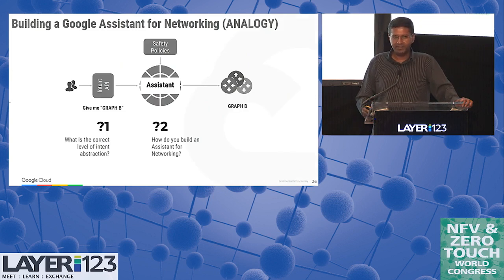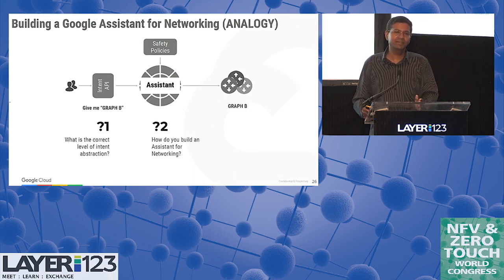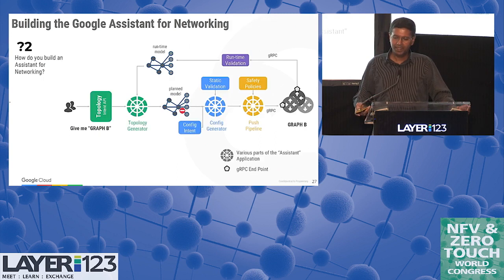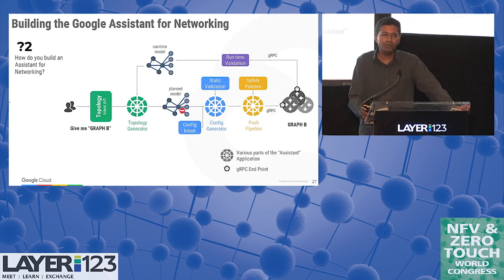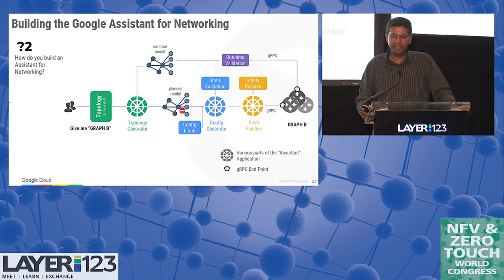And there are two questions here. Question one is, is this level of abstraction, let's say a graph B, the right level of abstraction? And two, what does it look like? What does this assistant look like? So this could be one possible implementation where you say, let's focus first on what it looks like and then answer the question about the right level of abstraction next.